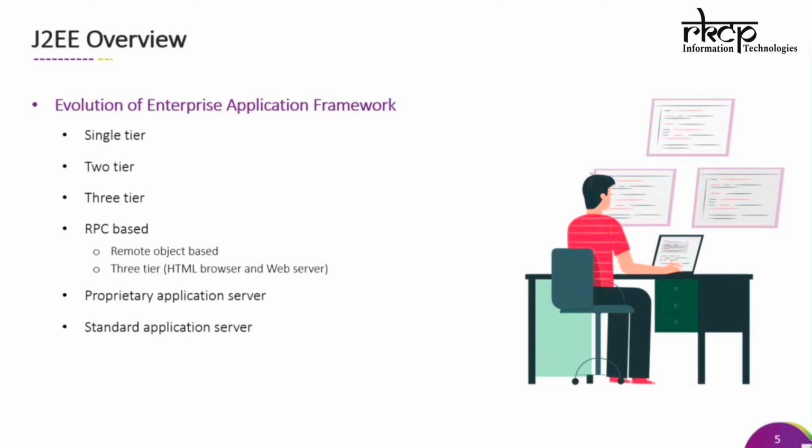One is the client, second is the server, and that server is going to take help from some other server. So that is a three-tier architecture, like a database server. In the same way, you have RPC, remote procedure call. Now here you are going to interact remotely, meaning you want to interact remotely with a different object.